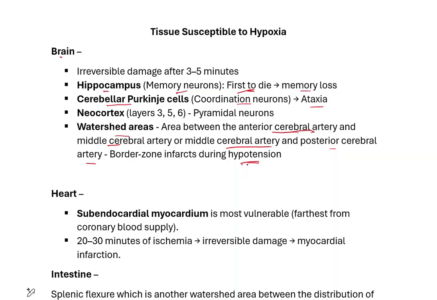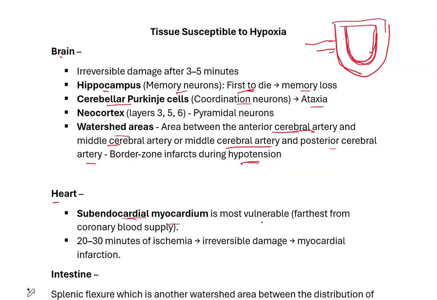And what about in the heart? In the heart, it's the subendocardium of the myocardium. If you look at the heart, starting from outside, we have your pericardium, you have your myocardium, which is the muscle, and the inner part is going to be what? Subendocardium. When you look at the coronary artery supplying those areas, the area that is far away from the blood supply is the inner part, the subendocardial myocardium.